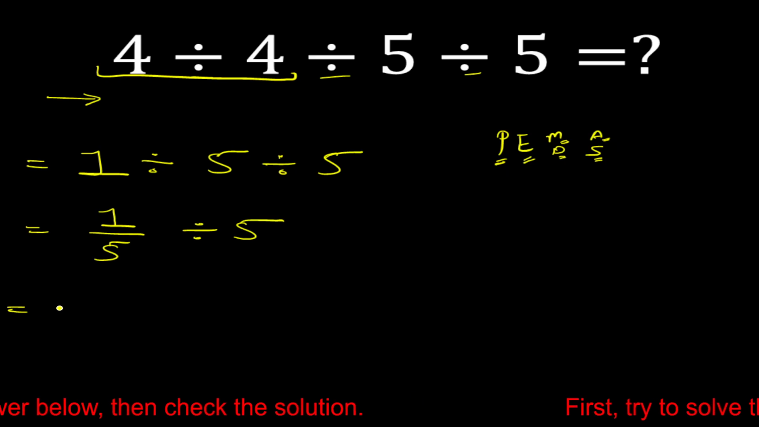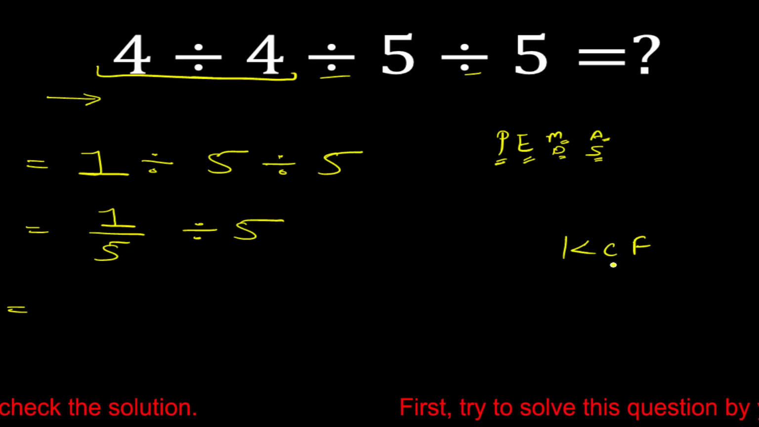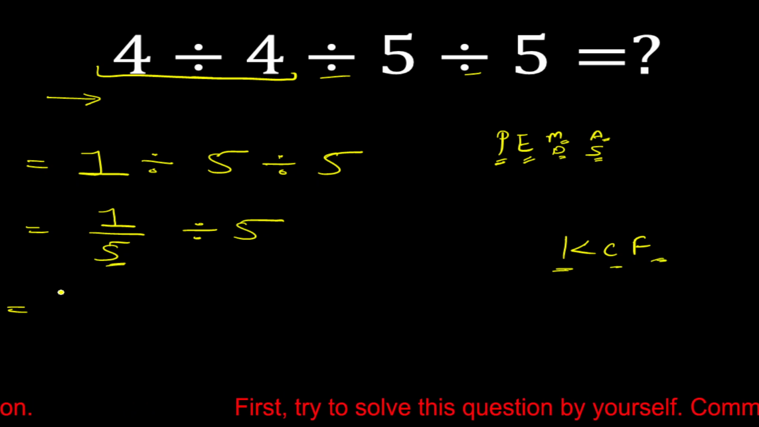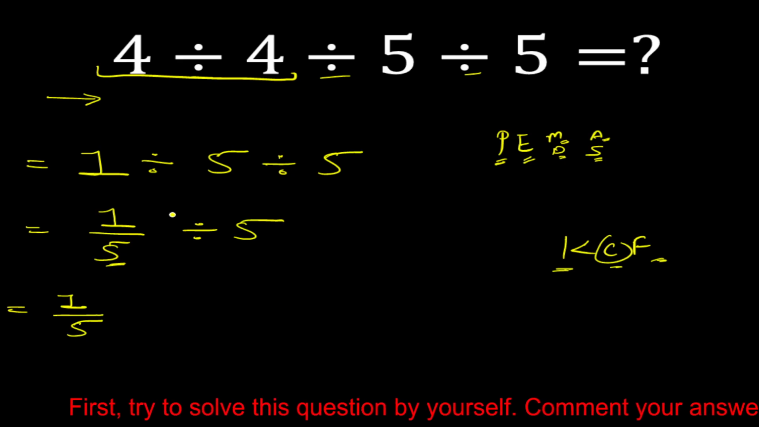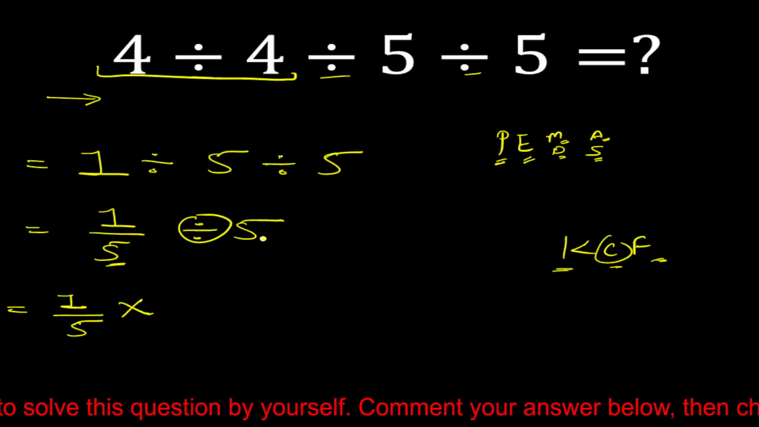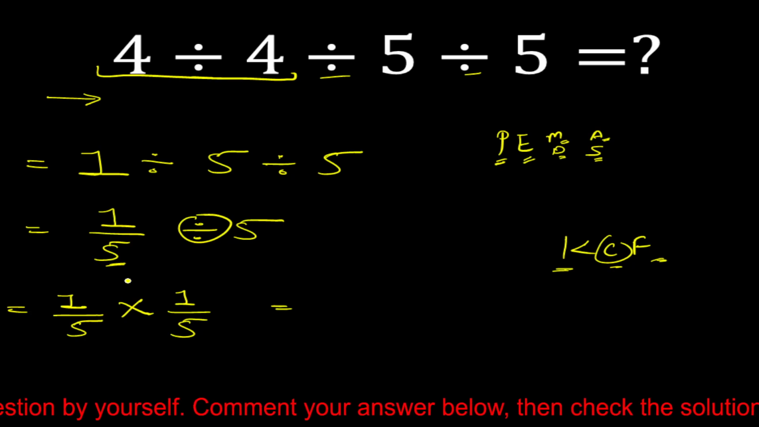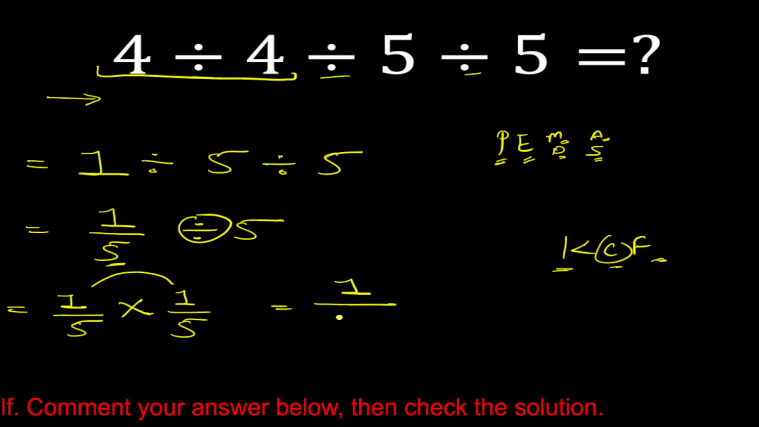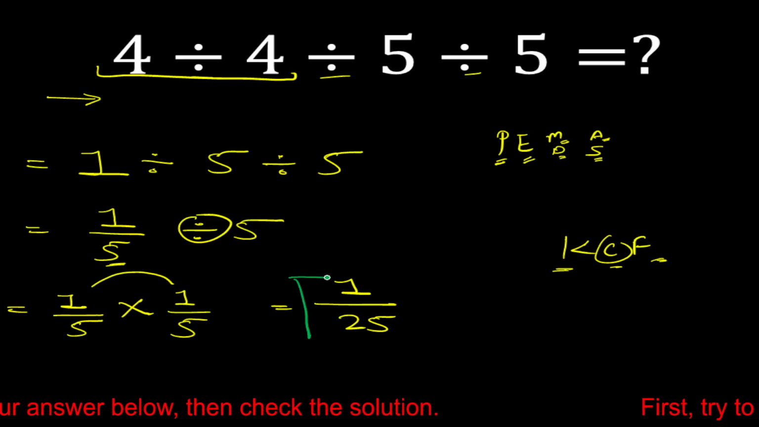Okay, now according to the KCF rule, K means keep, C means change, and F means flip. So keep this 1 by 5 as it is, same, 1 by 5. C means change the sign from division to multiplication. F means flip this fraction, 5 becomes 1 by 5. So 1 by 5 multiplied by 1 by 5 is equal to 1 multiply 1 is equal to 1, 5 multiply 5 is equal to 25. Okay, so 1 by 25 is the correct answer.